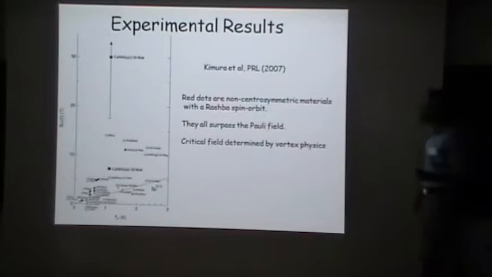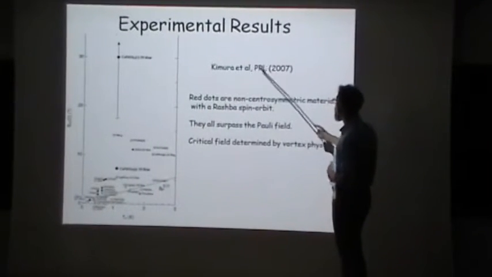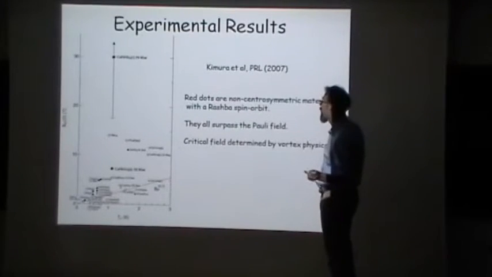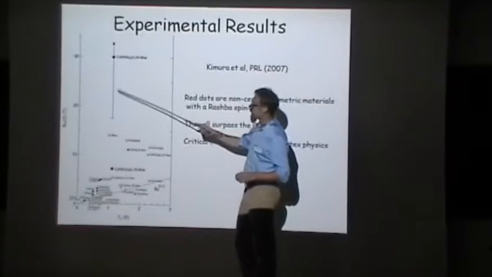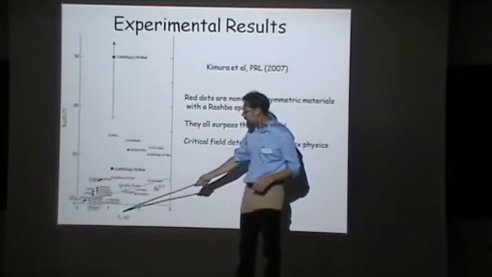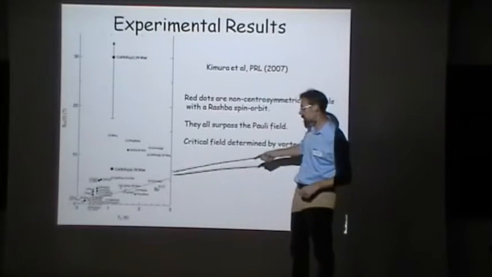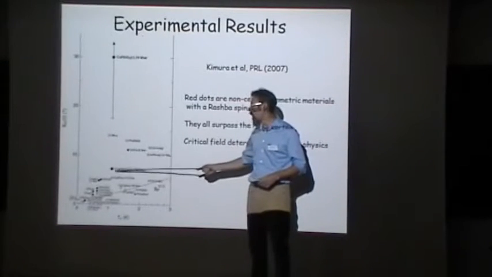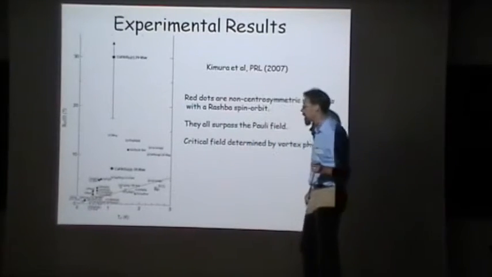So here's the experimental results. This is a plot from Kimura in 2007, where he measured the upper critical field of a non-centrosymmetric heavy fermion material. And so he also plotted on this path. Here's the measured critical field at zero temperature versus the Tc of the material. This line here is what you'd expect for the Pauli limiting field. And then the red dots here are all non-centrosymmetric materials of the Rashba type. So they have a Rashba spin orbit coupling.